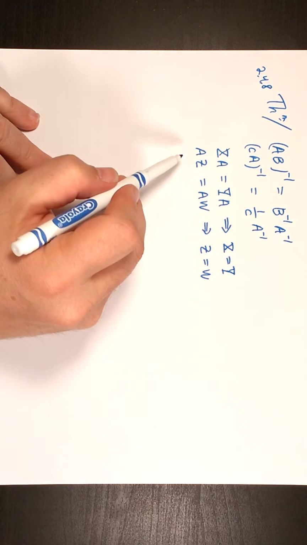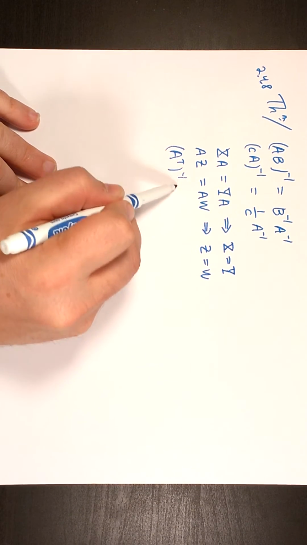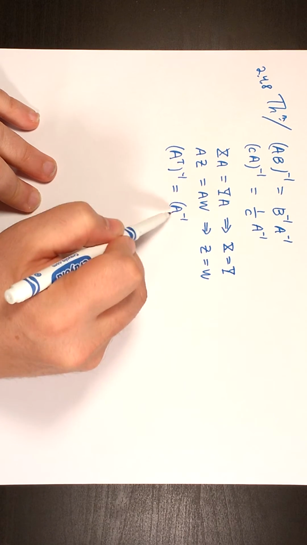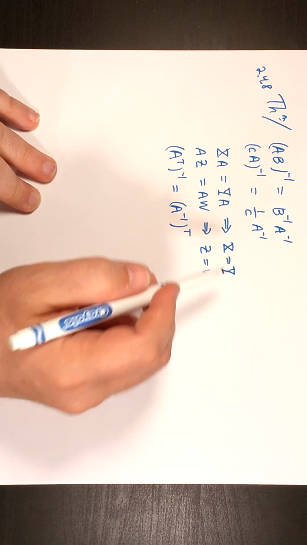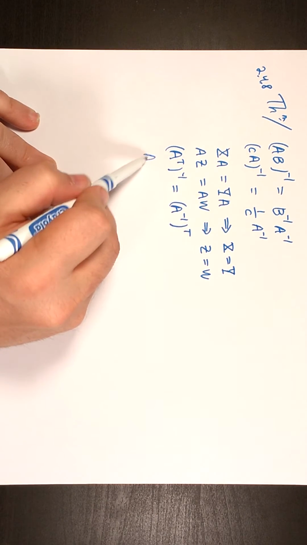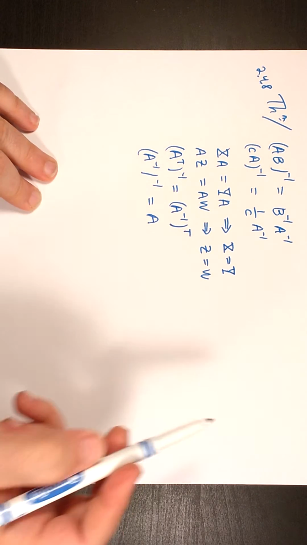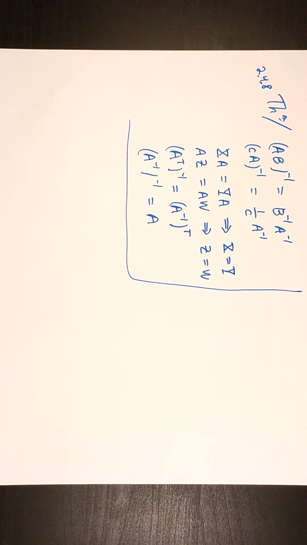And transpose and inverse play nicely. The inverse of the transpose is the transpose of the inverse. There we go. And finally, the inverse of the inverse is the thing again. Now that's pretty much immediately true from the definition if you just look at it. Let me sketch the proof of these things.